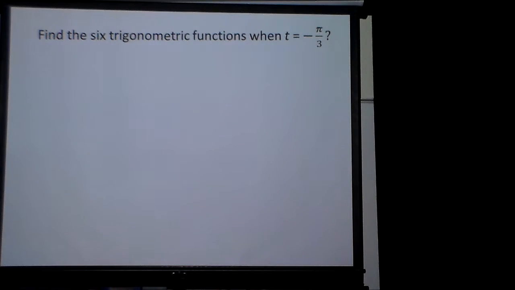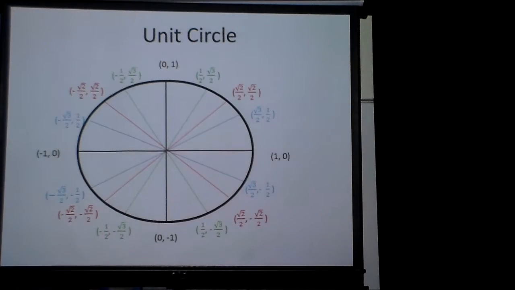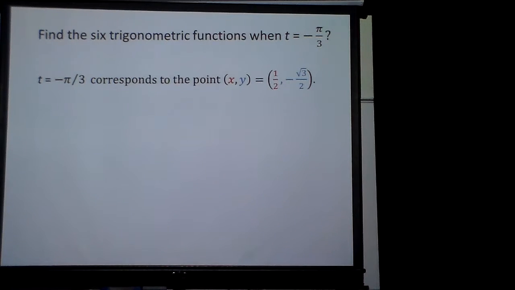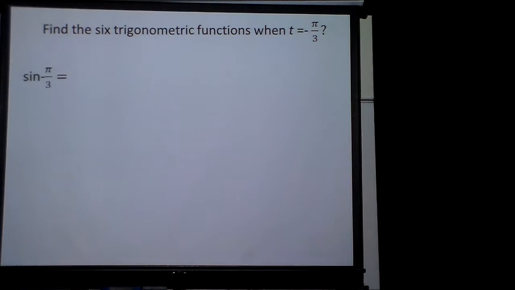What about when t is negative pi over 3? Well, first off, if pi over 3 would go up to here, right there, there's pi over 3. Guess where negative pi over 3 is going to be? Straight down. If pi over 3 is there, negative pi over 3 will be right there. So I went up that far to get pi over 3. I got to go down that far to get negative pi over 3. So my point is going to be 1/2, negative square root of 3 over 2. X will be 1/2. Y will be negative square root of 3 over 2.